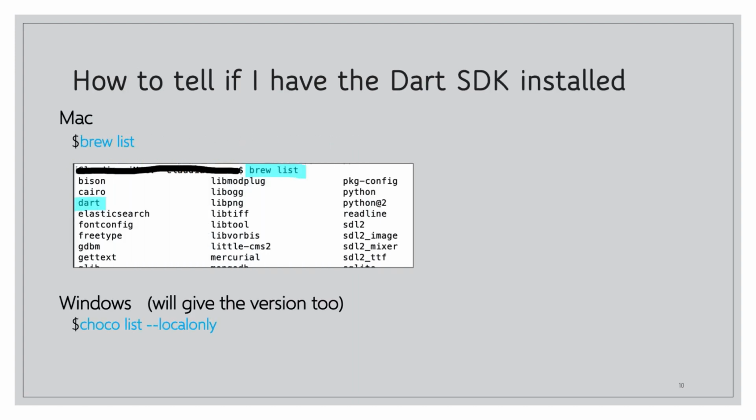All right, so how do I tell if I have the Dart SDK installed? Sounds like a simple question, but this can save you oodles of time in your process here. So on Mac, you'd execute a brew list from the command line, obviously, from the terminal, and you will see what all you have installed through brew. And you'll see right here in the blue highlight, I have Dart installed. From Windows, you can do choco list --local-only. This will also give you the version.